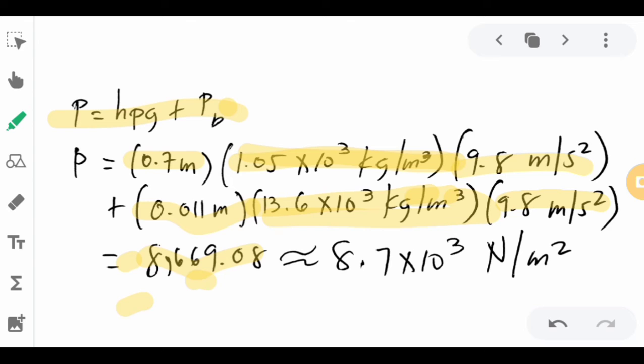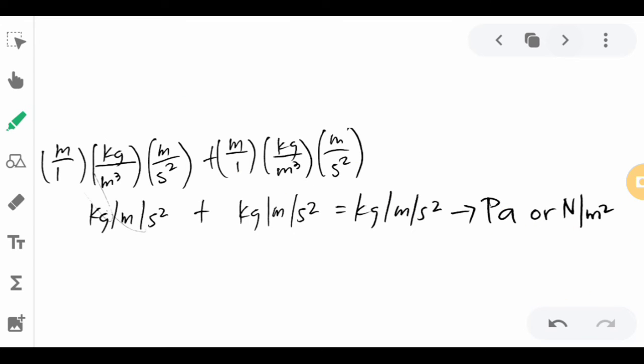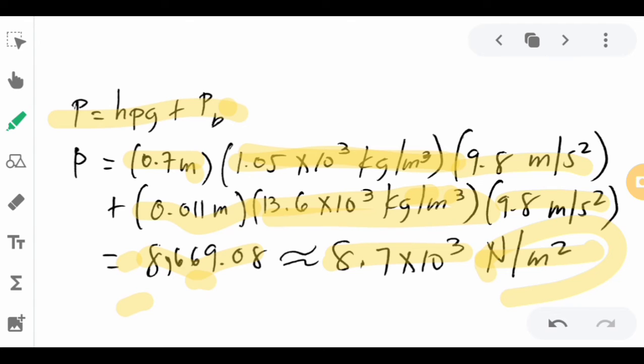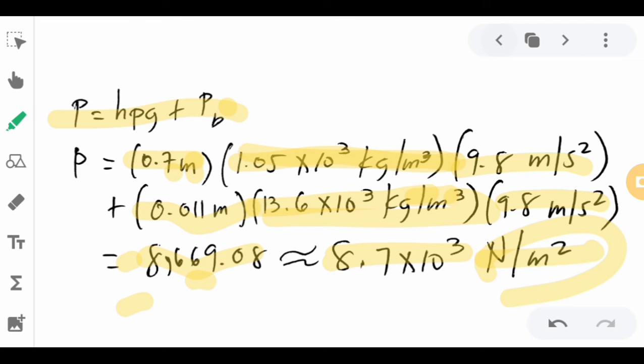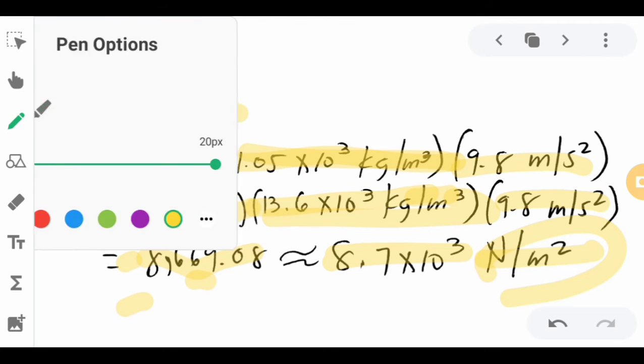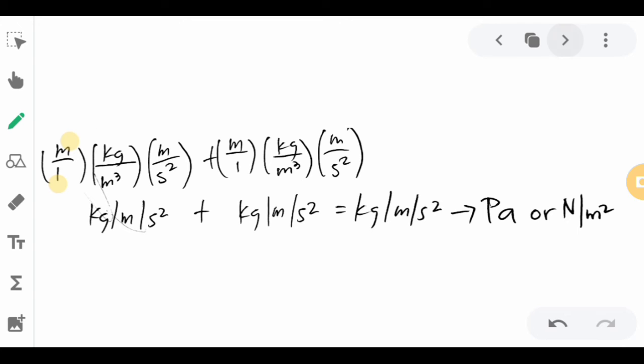8,669.8 here, or just 8.7 times 10 raised to 3 newtons per meter squared. Why this unit? Let me expound the unit. The first thing we need to do, we have here a meter. Since it does not have a denominator, meaning this is a numerator, the meter is at the top, and there is an imaginary 1 here. Then multiply by the kilogram per cubic meter, this one. Let me use another color here.